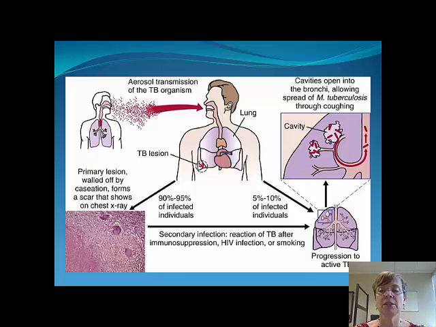I like this image because it does help to show the two pathways that might happen with that initial infection. Where it gets walled off and the person goes into latent disease, about 90 to 95% of infected individuals will go that course. But there's that other 5 to 10% of individuals that are going to go on to have active disease. That may happen immediately, or it could happen where the latent disease had been walled off and then there's some sort of secondary infection, so a reaction to the TB after the person maybe has become HIV infected, or there's some sort of immunosuppression.